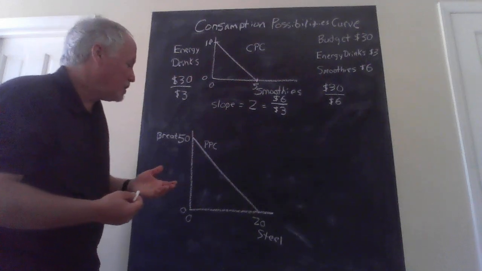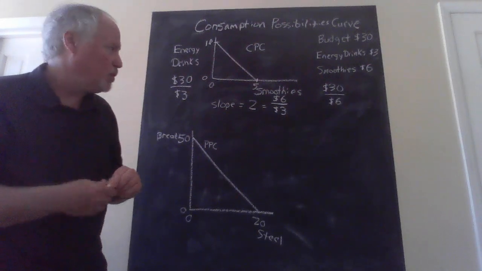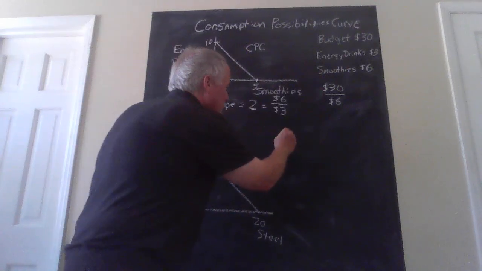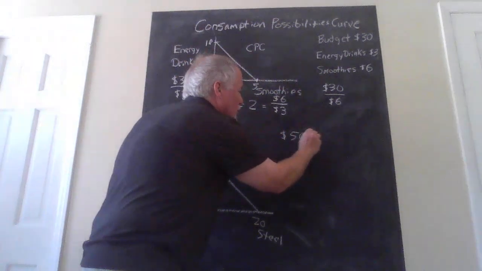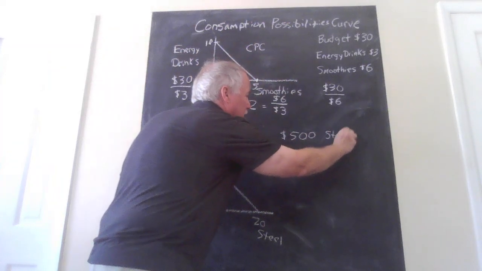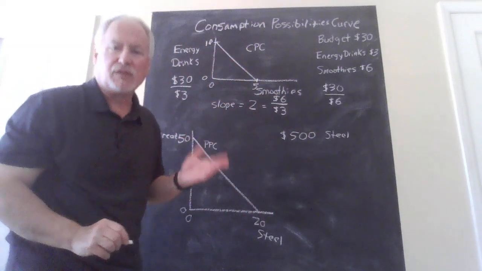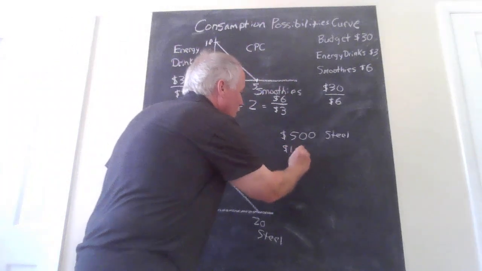So what we want to price out here is, let's suppose that the prices of these goods in international trade would be $500 for steel. Each unit of steel can sell for $500, and then each unit of bread could sell for $100.